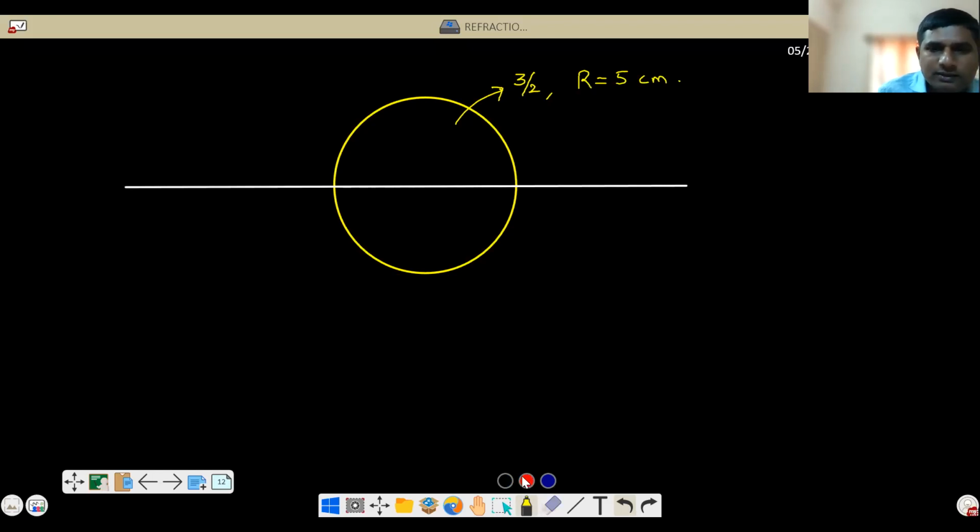And there was an object at a distance of 1 centimeter behind. This is 1 centimeter behind. This is a glass sphere, please understand, refractive index is 3/2, and this distance is 1 centimeter. If you observe from here, where is the final position of the image? Just now we got minus 35 centimeters. Now I'll change a small thing.